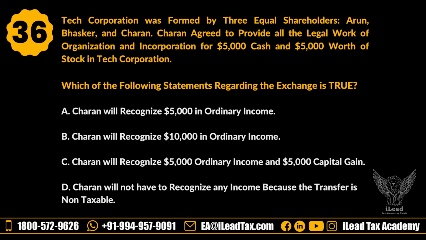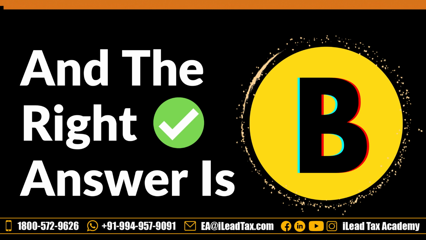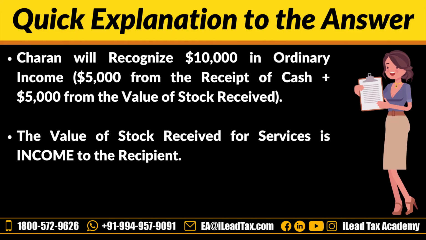Let's see the answer. The answer is B. Let's see why it is B. Here in this scenario, Charan provided legal work for the organization and incorporation of Tech Corporation. So, as compensation for his services, Charan received 5,000 in cash and 5,000 worth of stock in Tech Corporation. So here the 5,000 received in cash is considered ordinary income to Charan. This is because it represents payment for his service rendered, and such compensation is subject to ordinary income tax rates.